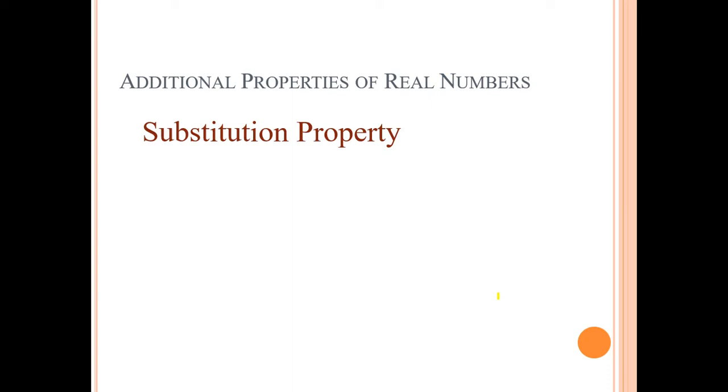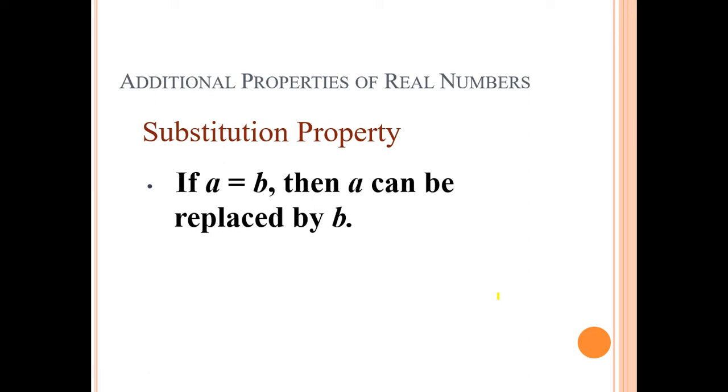Next, we have substitution property. And what that tells us is that if A equals B, then A can be replaced by B. Now, this is something that you've already been doing in this class, and you did a bunch in algebra. You just didn't really know there was a name for it.